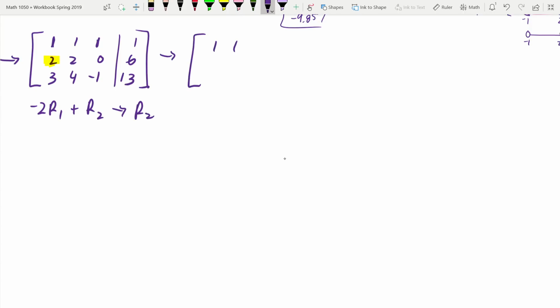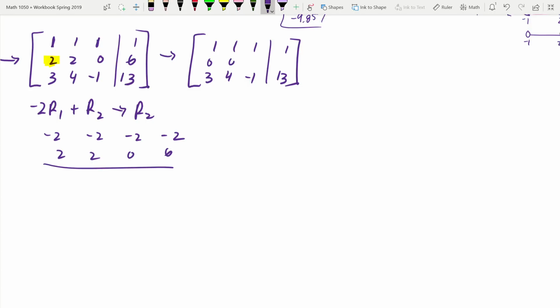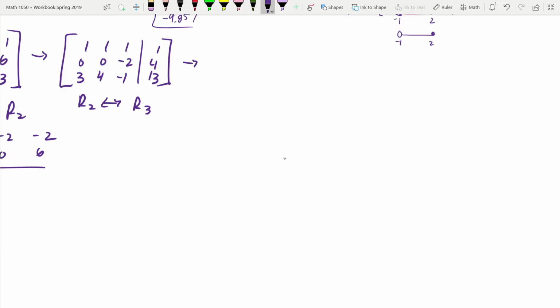So row 1 doesn't change. Row 3 doesn't change. Multiply the top by negative 2, you get solid negative 2's. Write row 2 underneath it, and you get 0, 0, negative 2, and 4. Well, now I notice I've got 2 zeros, and I'm supposed to have 2 zeros in the bottom. So I'm going to go out of order, and I'm going to switch them. So I'm going to say row 2 becomes row 3, and row 3 becomes row 2.